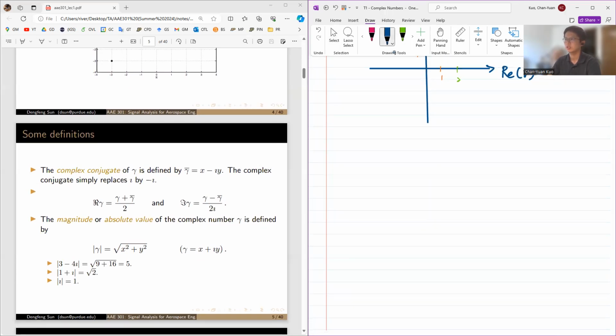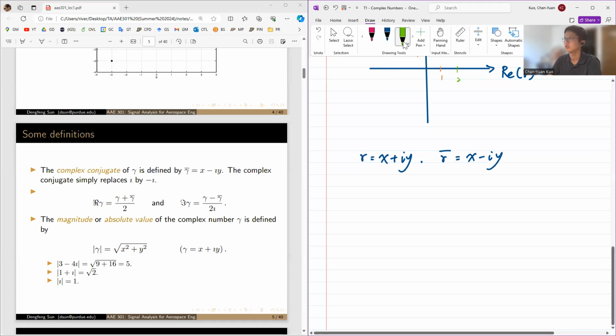Now let's talk about the complex conjugate of a complex number. If we have a complex number gamma equals x plus iy, the complex conjugate of gamma, denoted by gamma bar, can be computed by reversing the sign of the imaginary part of gamma. So that's basically going to be x minus iy.